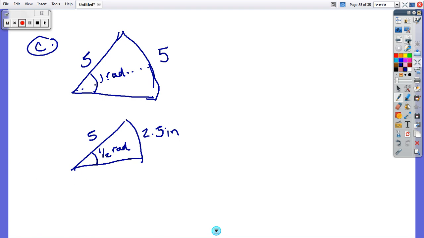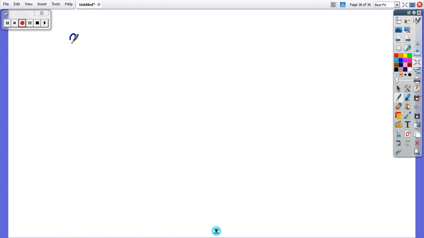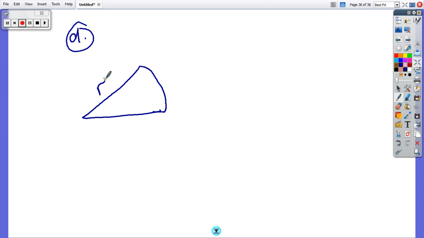Finally, in our last question, it's going to be similar to C, except we're going to use variables. I'm going to call this example D. It says, find the radian measure of a central angle that intercepts an arc of length S in a circle of radius R. So, I have my arc. The radius is R. The arc length is S. And I want to know x radians.